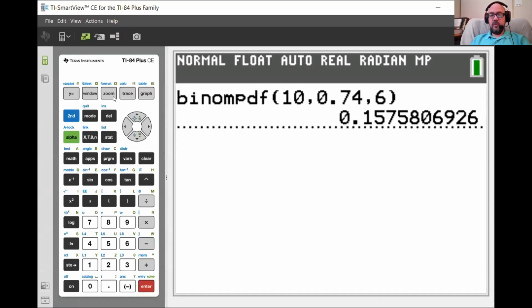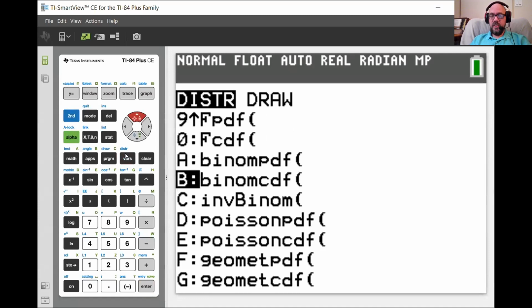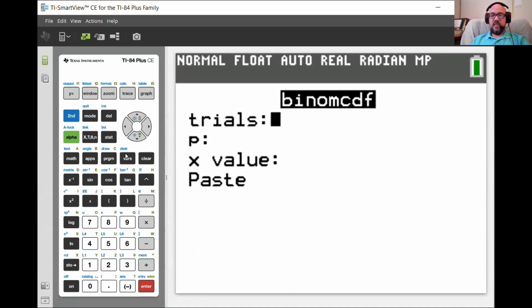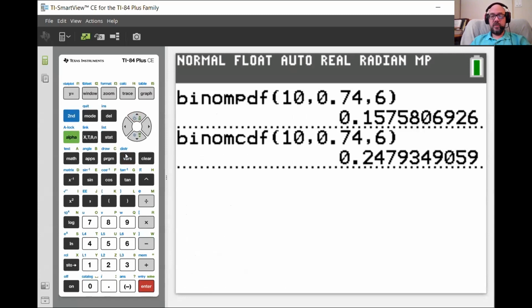It's going to look very similar. We're going to go back to the same place, distributions, and instead of binomial PDF, we're going to do binomial CDF. And it's going to ask us for the same things, right? Because it's basically doing the same stuff. So we still have 10 trials, still have probability of success of 74%, X value is still 6. We're going to paste that in, and notice it's bigger. Well, I guess it's a little bit bigger this time, 24.79%. So let's go write that down.